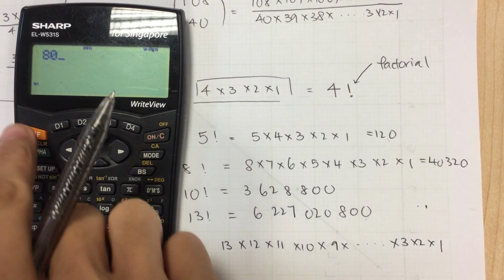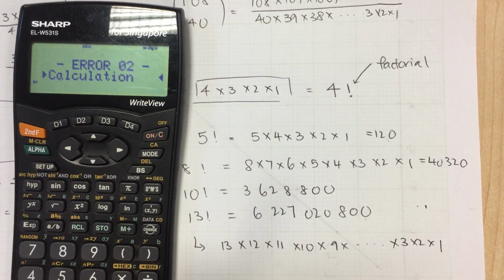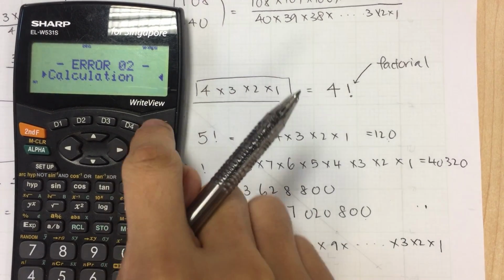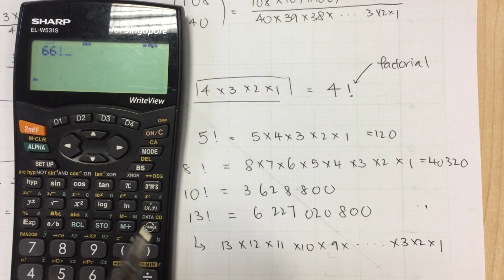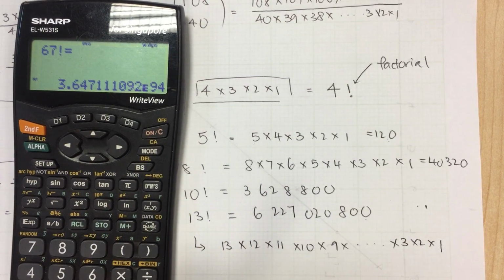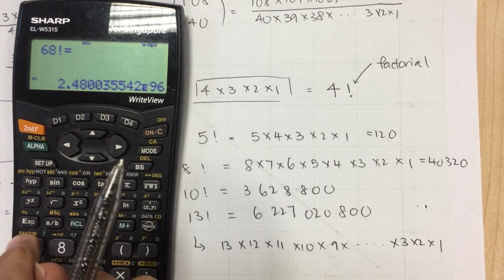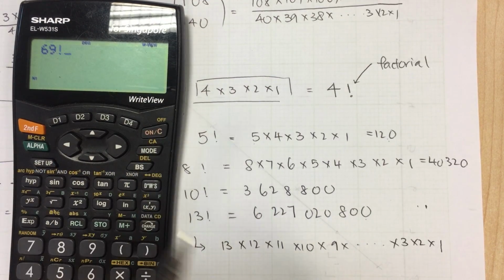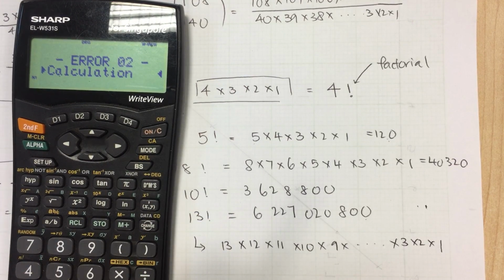How about something like maybe 80 factorial? Is it going to be large? 80 factorial is so large that the calculator cannot find and cannot display the number anymore. So 80 factorial is really, really very large. The calculator can only allow us to find up to, let me see, 66 is fine, 67 is fine, 68 is fine, 69 is fine. How about 70? 70 is the largest I can go for my calculator.